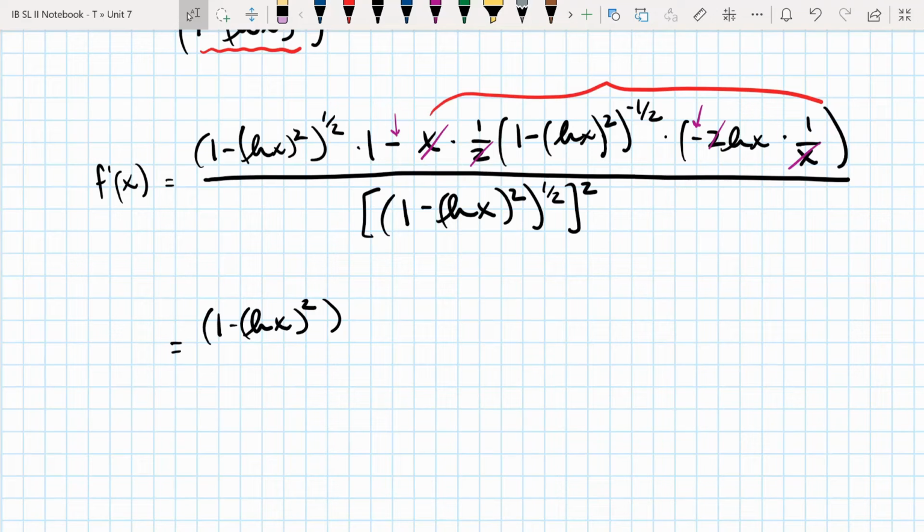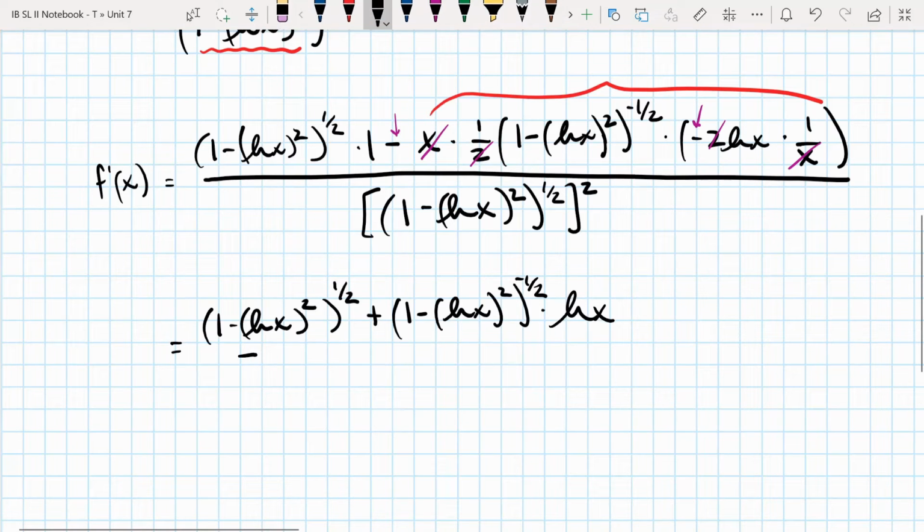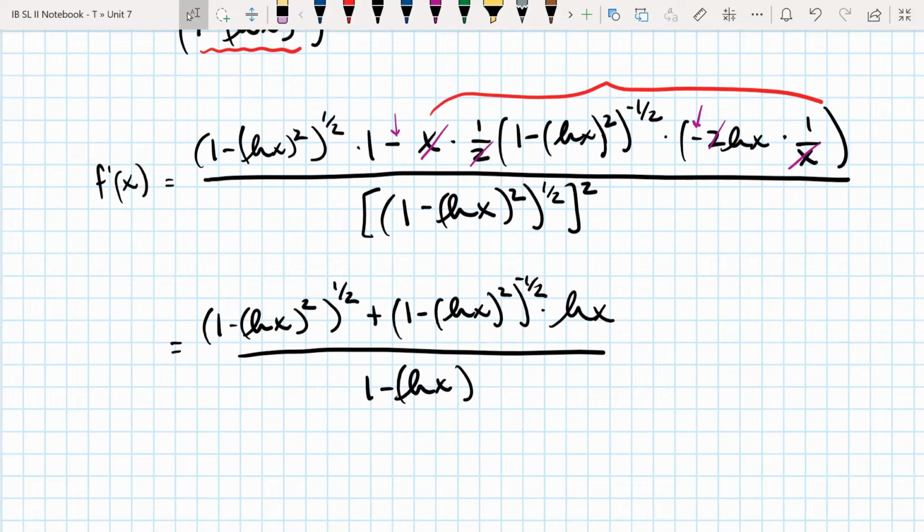Here's our first term again. And we get plus 1 minus the natural log of x squared to the negative 1/2 times the natural log of x over 1 minus natural log of x squared. Okay, this is technically the derivative, and so if you want, you can leave your answer like that.